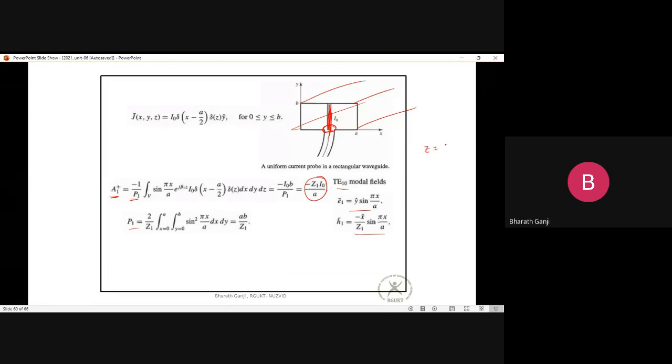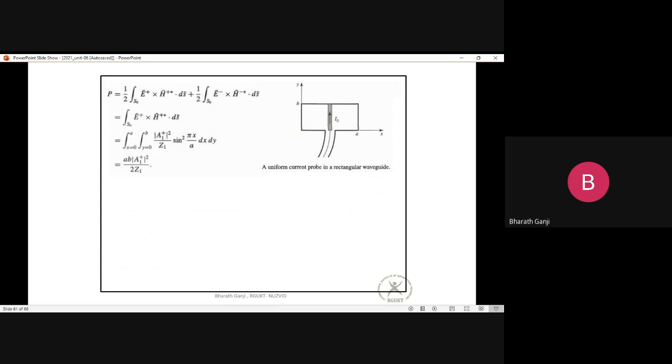Z1 is nothing but the wave impedance, k eta by beta. Okay, so similarly I can also calculate A minus. So this is the amount of magnitude. But if I want to calculate how much power is coupled into the TE10 mode, using the power expressions I can see that this is the total amount of power that is coupled into the waveguide. That is, this current wire couples this much power to the TE10 mode.